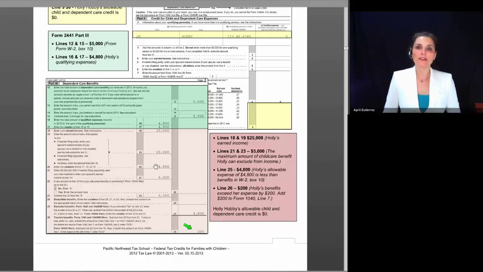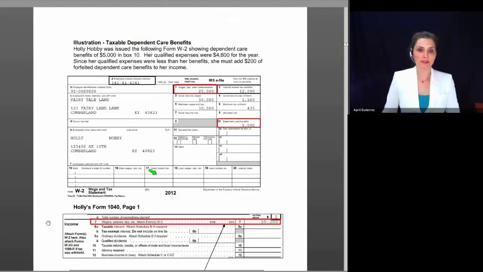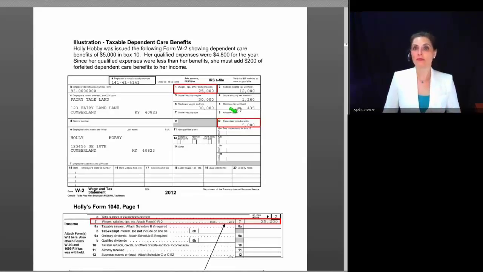Now, if she fails to attach 2441 to her tax return, and sometimes I see this happen, or even worse, sometimes I see tax preparers who don't notice that the W-2 has employer benefits in box 10, right? The preparer might go ahead and prepare the 2441 and not tell the computer that there were employer-provided benefits. And when that happens, the computer could give a credit based on $3,000 of qualifying expense for Holly Hobby, and the IRS would then issue that credit as a refund.